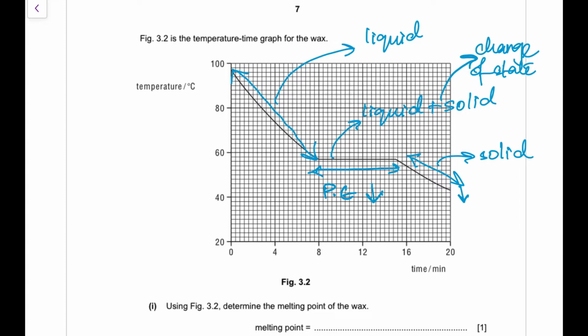Using figure 3.2, determine the melting point of the wax. Melting point is the temperature at which the liquid wax starts to turn into solid, and that's right over here, 57 degrees Celsius. So you write that down.